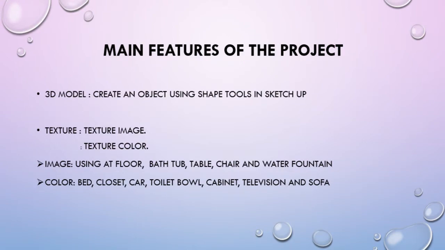In the main features of my project, the 3D model is for creating an object using the shape tools in the SketchUp software. For texture image, I used it to give texture to the floor, bathtub, table, chairs and water fountain. As for texture color, I used it on the bed, car, toilet bowl, cabinet, television and sofa.